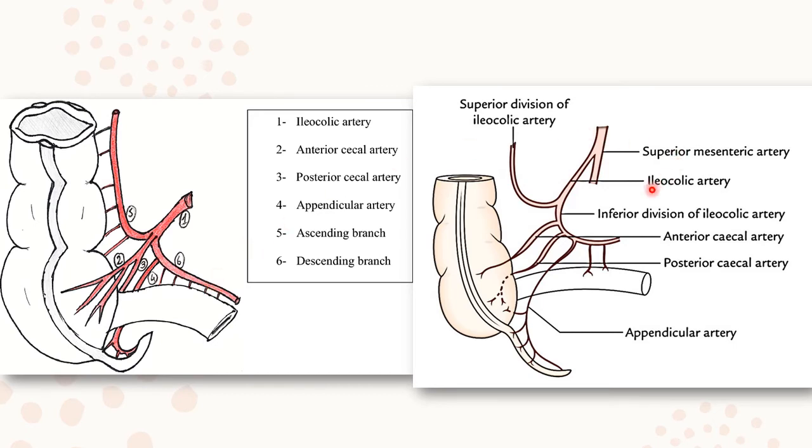Over here we have another diagram depicting the course of the ileocolic artery. It gives off a superior division and it gives off an inferior division, which gives off 4 branches. It will give off a branch which is going to supply the lower one third of the ascending colon. It is going to give off the anterior and posterior cecal arteries. It is going to give off this appendicular artery, and it is going to give off these branches which are going to supply the terminal part of the ileum.